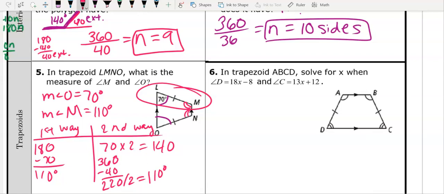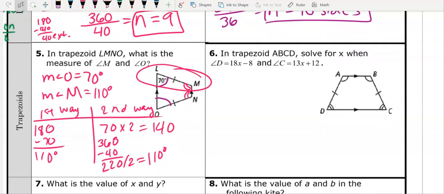Obviously, the first way is a little bit faster, but it really just depends on how you look at the problem. If you look at this problem and the first thing you thought was, oh, all four angles add up to 360, I can do this, then do it that way. That's fantastic. If you looked at it like I did and saw the quick way, that's great too. A lot of the things in this unit are very much choose your adventure type things.